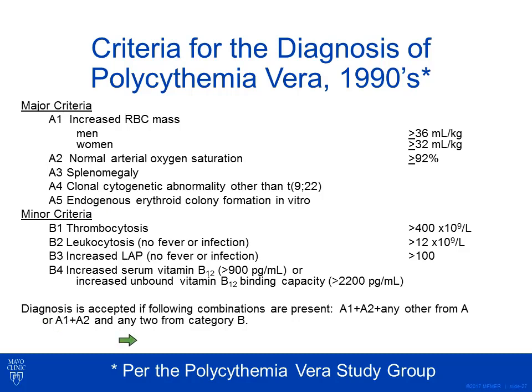There are 5 major and 4 minor criteria. And to make the diagnosis, if you have A1 and A2 plus any other one in A, you could feel confident in your diagnosis. Or if you have A1 and A2 and any 2 in the B1s, notice here's the thrombocytosis and leukocytosis, you also could have the diagnosis. A problem with this always with some of these things in the major criteria, like performing a red blood cell mass study or this endogenous erythroid colony formation, was not really available to an awful lot of people.